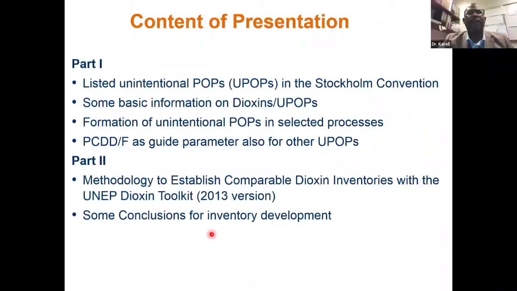So in part one of the presentation, I will shortly show the listed unintentional POPs in the Stockholm Convention, then some basic information on dioxins and UPOPs, including toxicology, 1 or 2 slides about formation of unintentional POPs, and then in part 2, I will introduce the methodology to establish comparable dioxin inventories with the UNEP Dioxin Toolkit, and at the end, some conclusions.